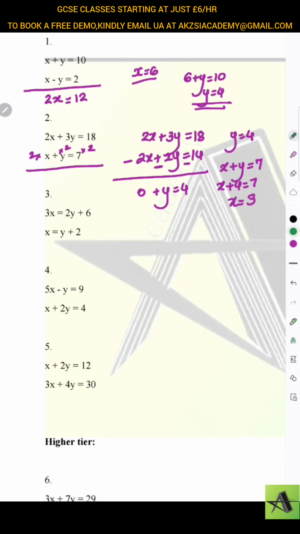So for the first one, x was 6, y was 4. For the second one, y is 4, x is 3. Moving on to the next one, I'm just deleting everything apart from the answer.